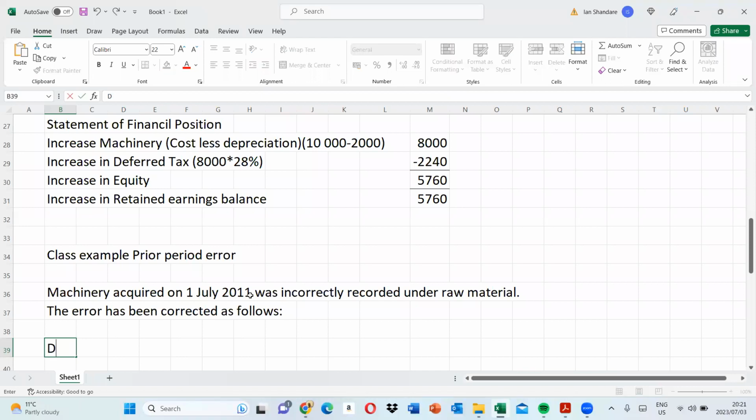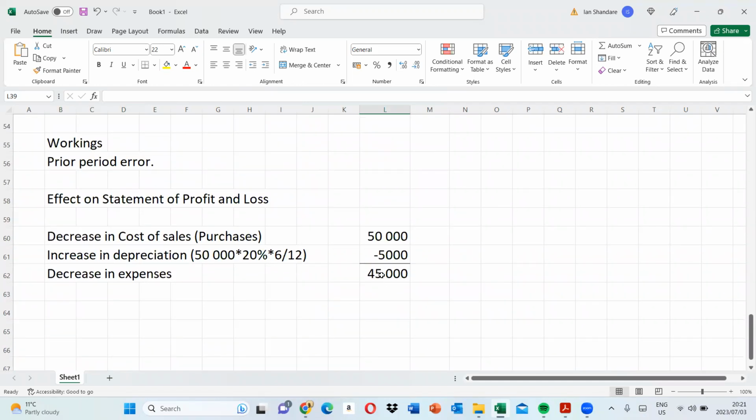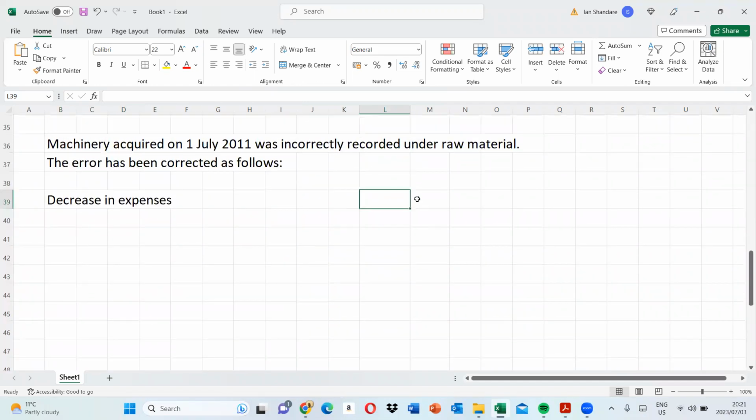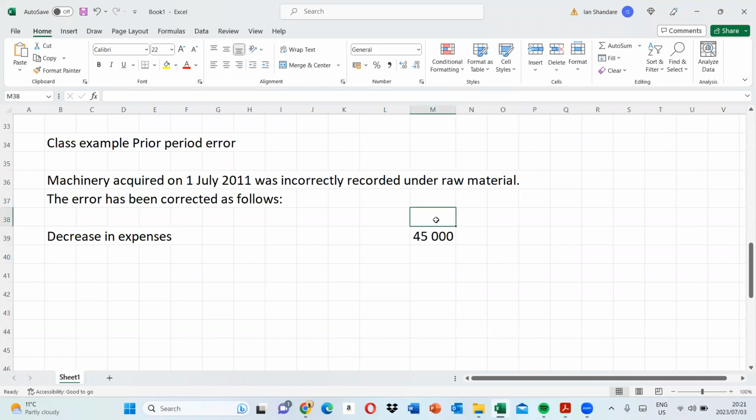In this case, there's a decrease in expenses. So we saw there that our expenses are decreasing by how much? You worked it out as 45,000. So your expenses are going down by 45,000. In which year? In 2011, the year the error took place. So in 2011, you're going to decrease the expenses by 45,000.